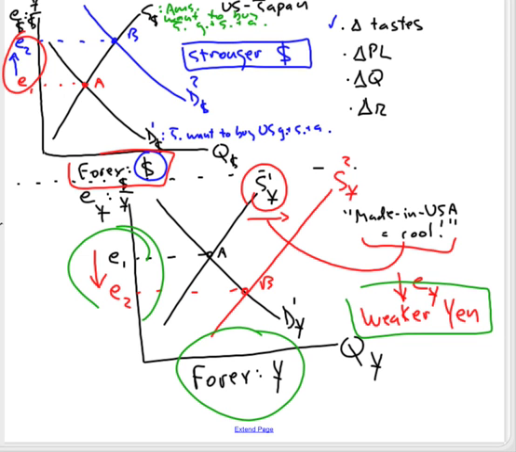Okay, now let's look at some other effects besides the change in taste, or rather, some other causes, some other factors, the change in price level, change in Q, and change in R.